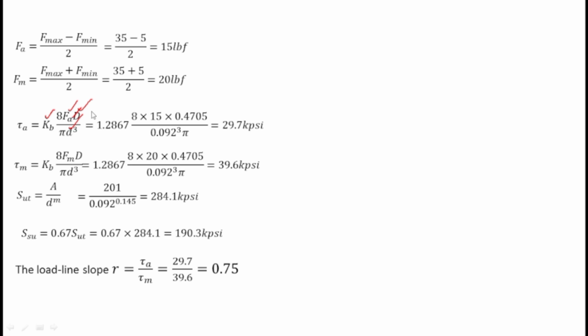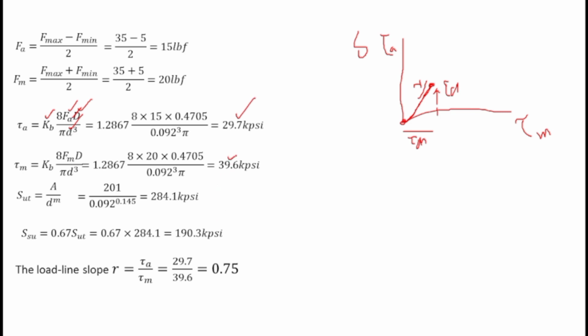Now let's find out the slope R. If you plot tau A and tau M, let's say you are at this point and you join that point with this point. This is tau A, this is the value of tau M, and this is the value of tau A. So if you divide tau A by tau M, it will give you the slope of this line, which is represented by R. So tau A is 29.7 and tau M is 39.6. When you put these values, it will give you the slope of the line to be 0.75.